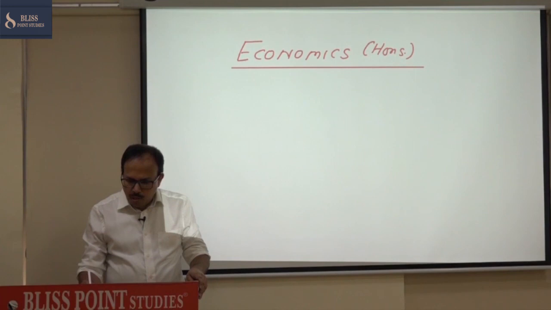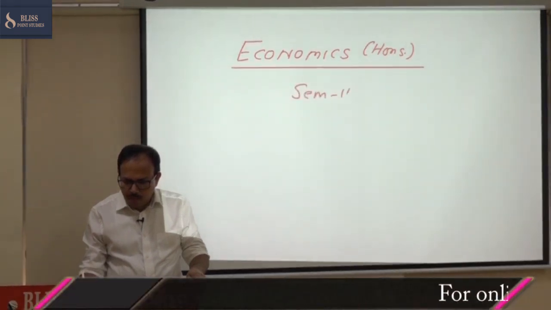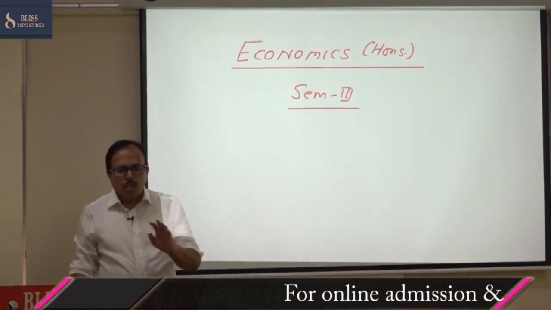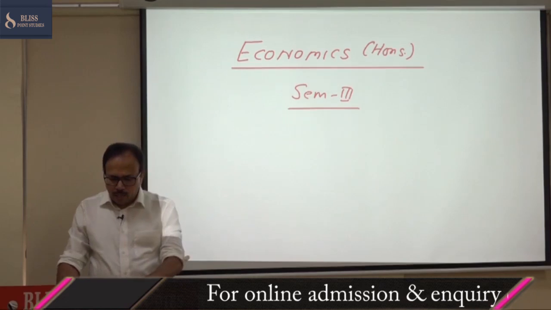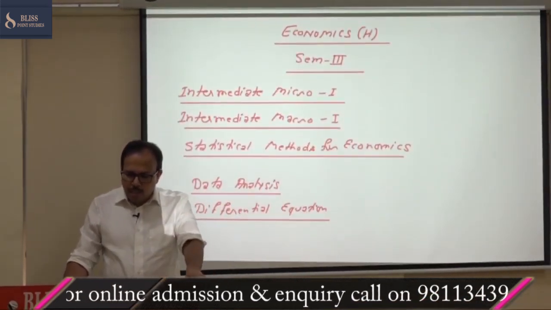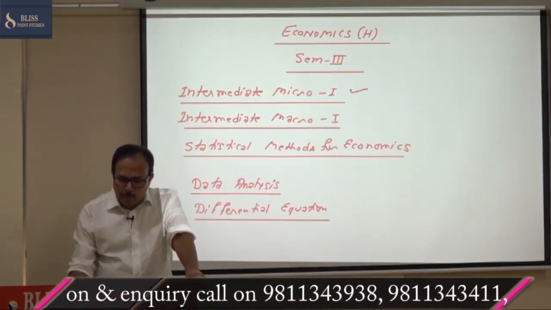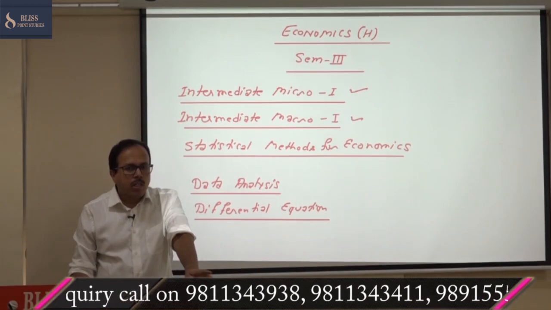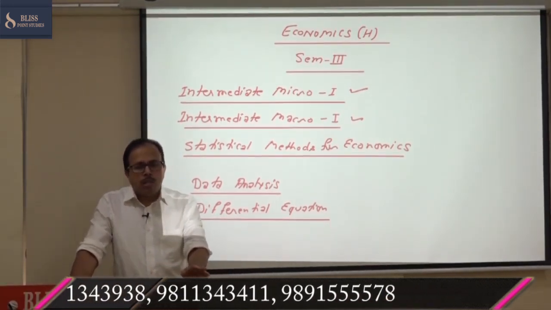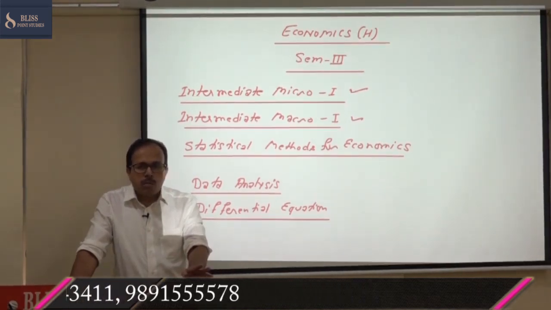So first thing about semester 3 content is that, as you know, there are three important core papers, and those core papers include intermediate micro 1, intermediate macro 1. So in the first year, that is semester 1 and semester 2, you covered introductory micro in semester 1, introductory macro in semester 2.